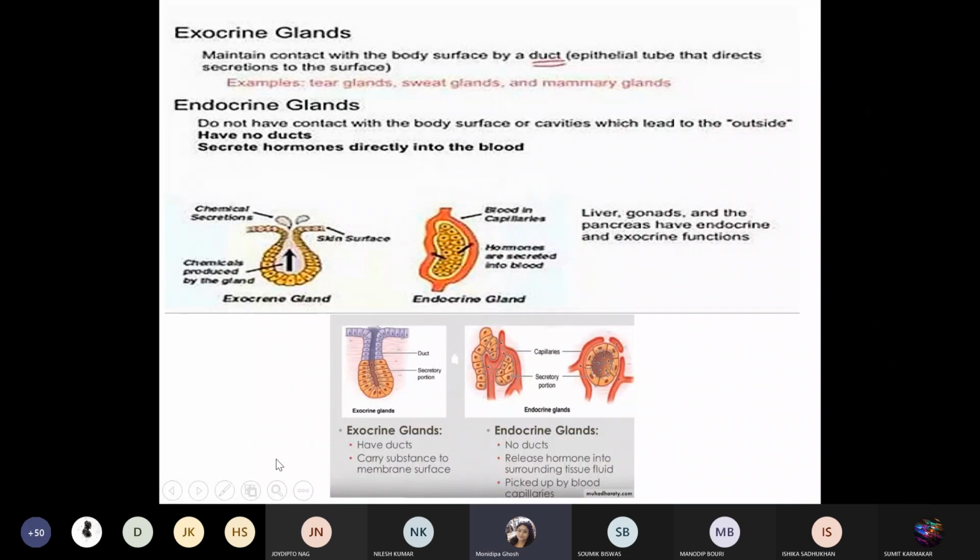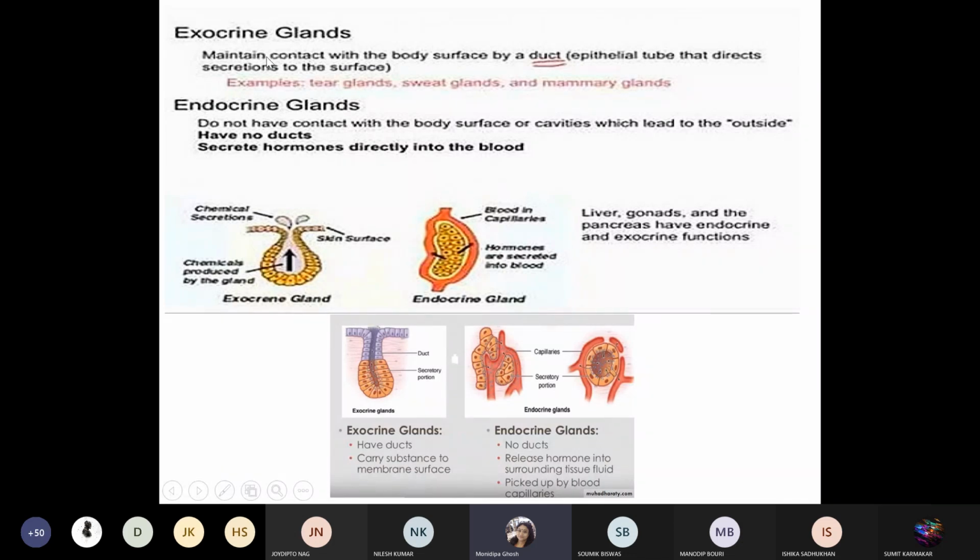Now, the difference is the exocrine glands have ducts, endocrine glands don't. The exocrine glands carry substance to the membrane surface, and the endocrine glands release hormone into the surrounding tissue fluid directly, and it is picked up by blood capillaries. So these cells secrete mainly hormones, which are taken distantly to act over the target cells which are distantly located. And in the exocrine gland there is no blood capillary traversion, and directly the duct carries the secretion just outside the cell.